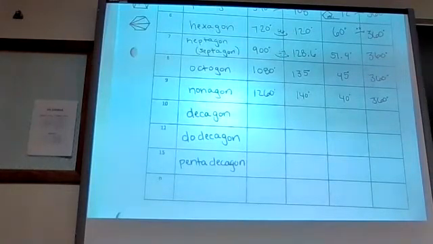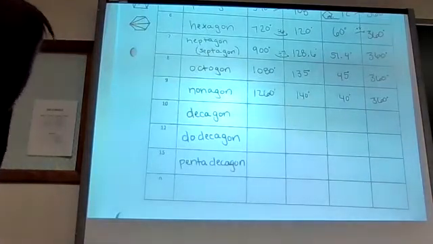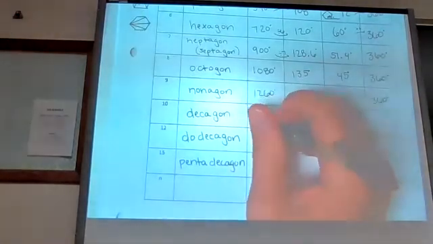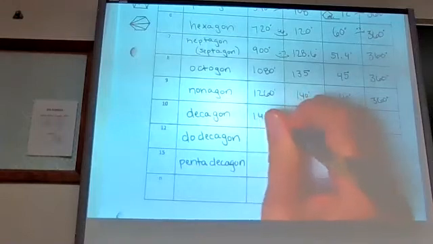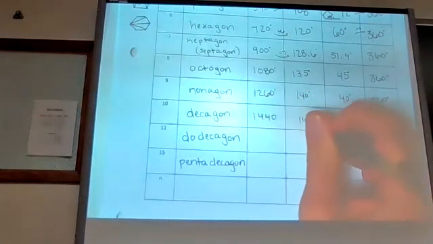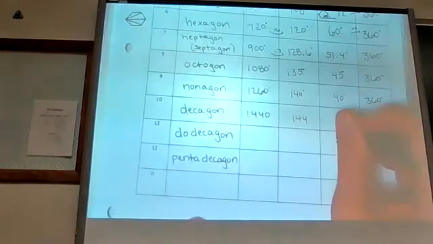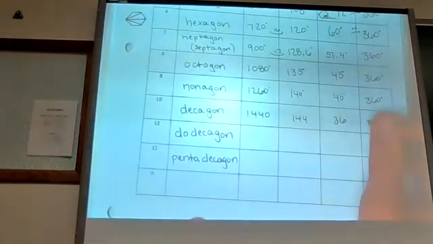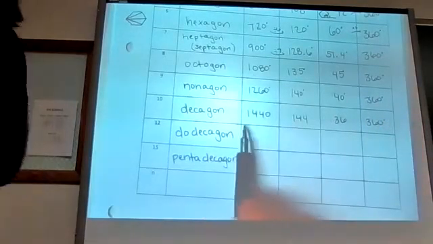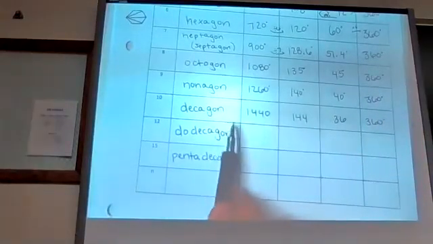10 sides, adding another triangle. 1,440. And dividing that by 10 is 144. The supplement to 144 is 36. And 36 times 10 is 360. Oh my gosh. Now this one's tricky because this one we're skipping 2 sides.